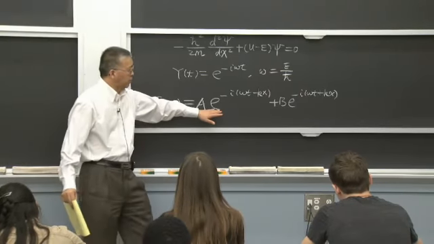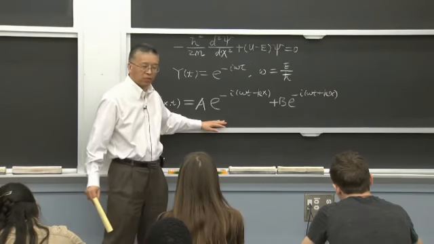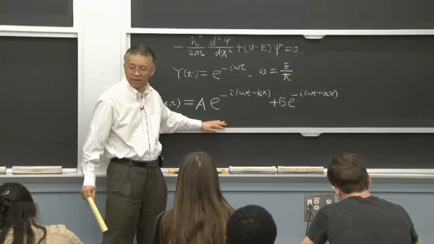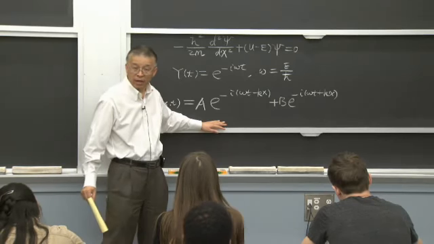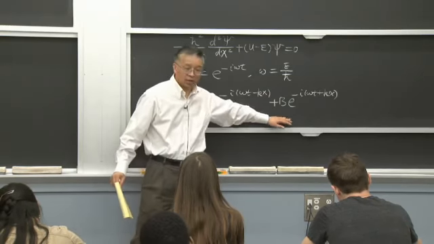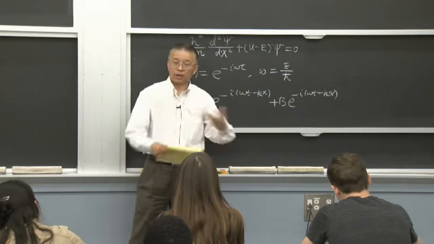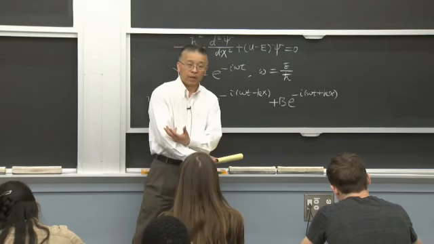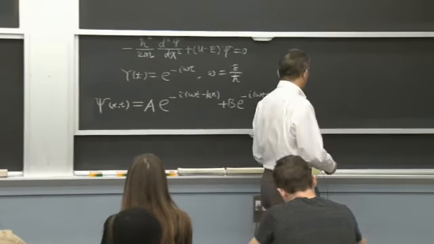Now, you can tell me the first solution is the wave propagating in which direction? Positive x. The second wave is in the negative x direction, right? Those are the 2 counter-propagating waves, and it's a superposition of 2 waves.